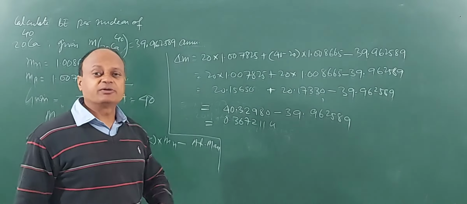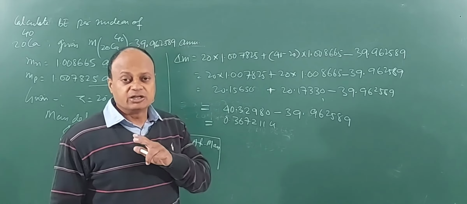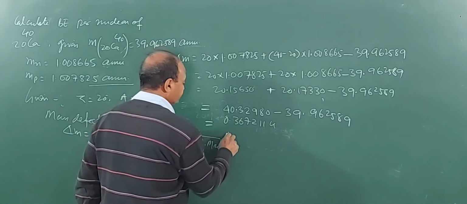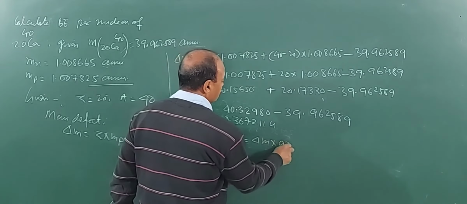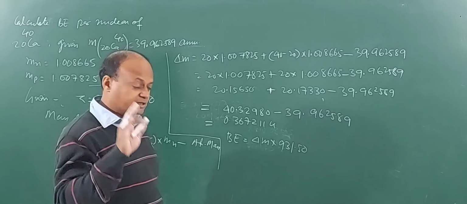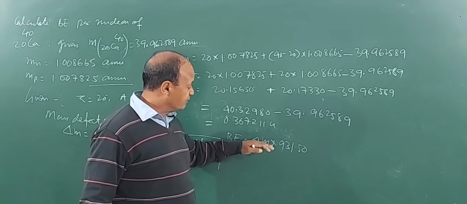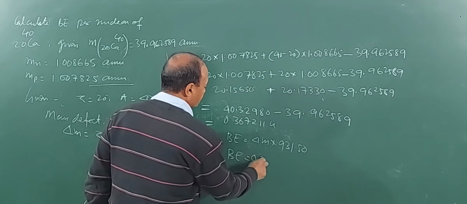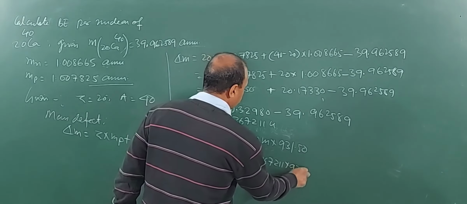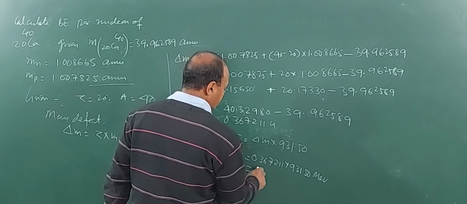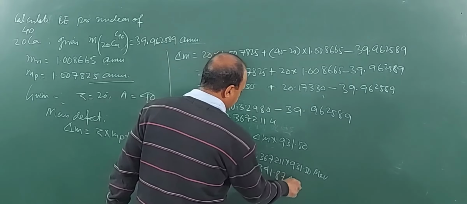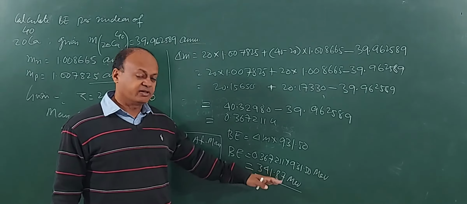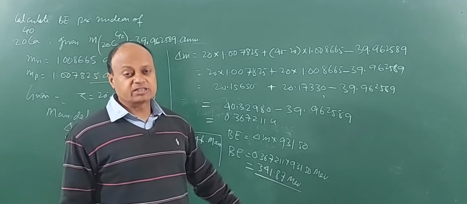Once you calculate a mass defect, then the next thing you have to calculate is how much the nuclear binding energy. And for nuclear binding energy, you know the shortcut formula. That will multiply mass defect in atomic mass unit with 931.50. So, binding energy will be, children, delta M into 931.50. There is no need for you to do MC square, because that formula only we have used and we got this equation. So, this is shortcut formula. So, binding energy will be 0.367211 multiplied by 931.50 MeV. Anyways, how much is coming to be? 341.87 million electron volts. So, this is the total binding energy which is associated with the calcium nucleus, 341.87 MeV.